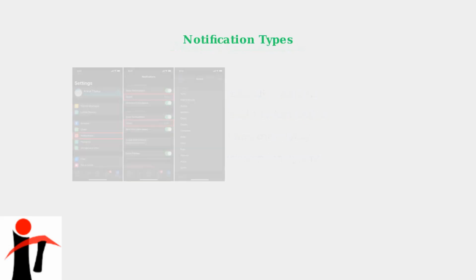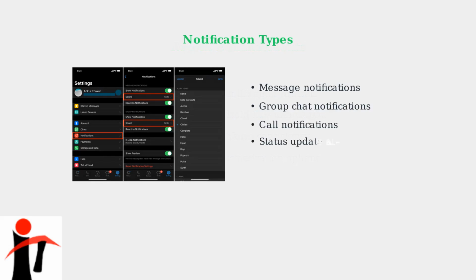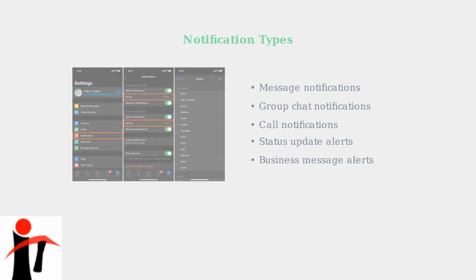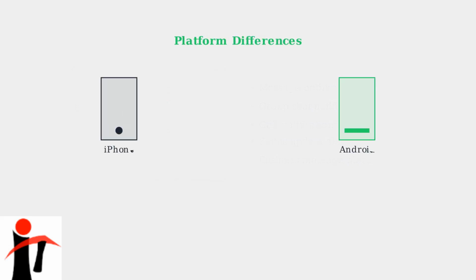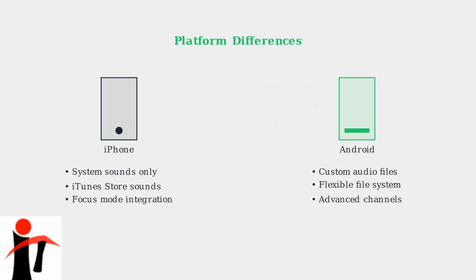WhatsApp offers several types of notifications that can be customized independently. These include message notifications, group chat notifications, call notifications, status update alerts, and business message alerts. iPhone and Android platforms offer different levels of customization. iPhone users can use system sounds and iTunes Store purchases with focus mode integration, while Android provides more flexibility with custom audio files and advanced notification channels.